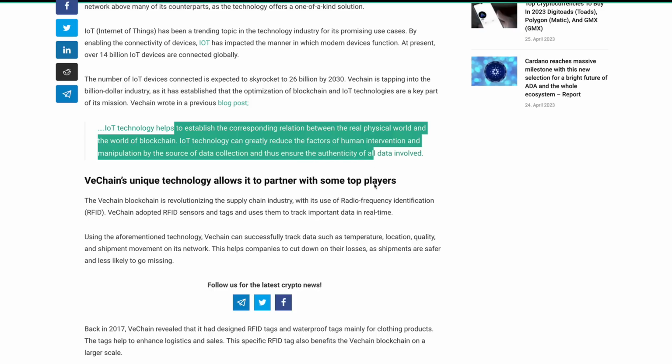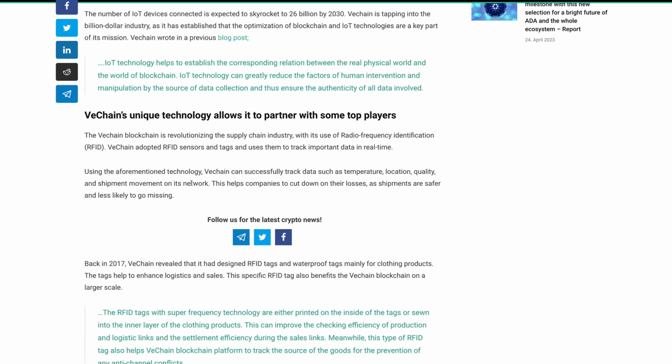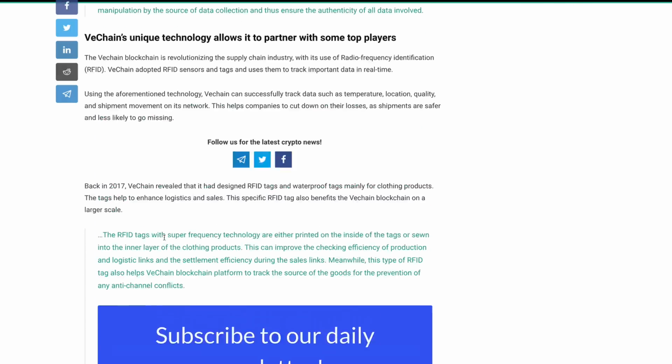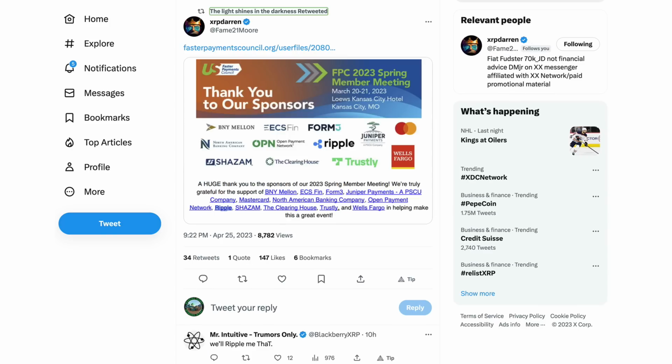So this is interesting. I gotta say, the use of radio frequency identification and sensors and tags. This is something that I guess we're not really hearing too much with regards to blockchain technology, but adopting real world physical sensors with regards to, as I mentioned earlier, temperature, location, quality, and shipment movement on the network, and then applying that data set to the blockchain. That can open up a whole new set of problem-solving capabilities. This helps companies to cut down on their losses as shipments are safer and less likely to go missing, as one example. So there you have it, guys. Vechain, finding new avenues to conquer, and it looks as though they are being very successful at doing so. So I wanted to thank Cryptic Poet for posting that.